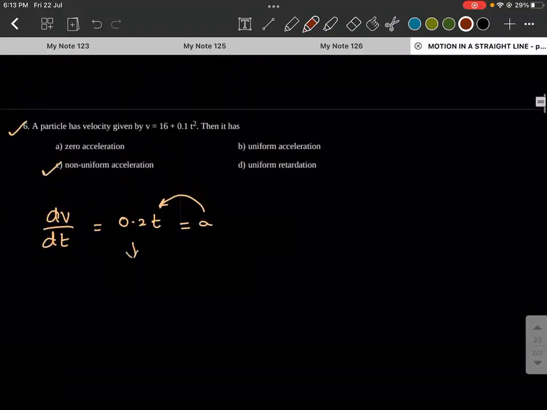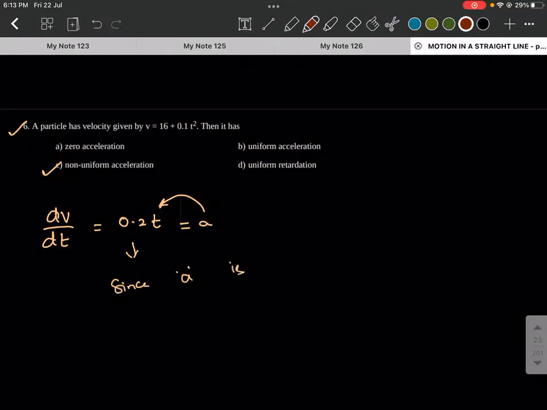So what will be the explanation you will write? Since a is a function of time, we say it is a non-uniform acceleration. Right? Got it?